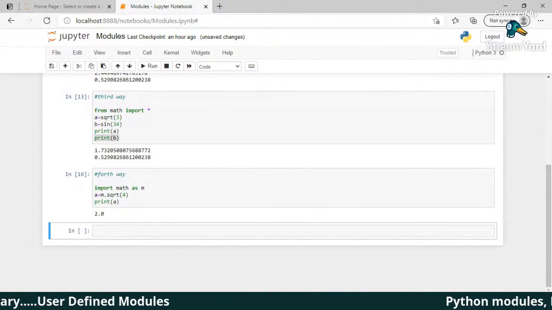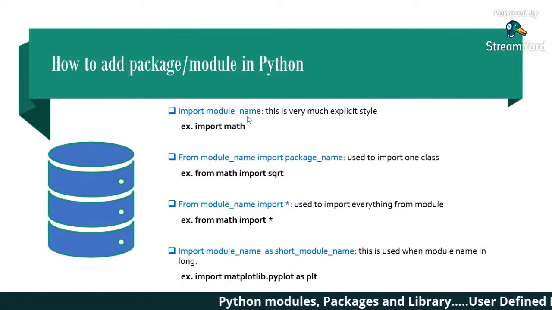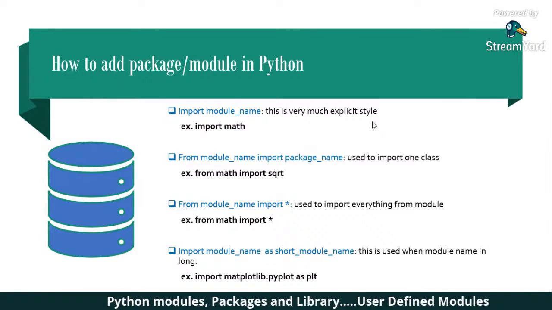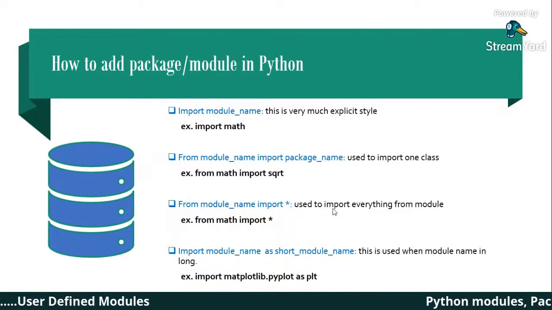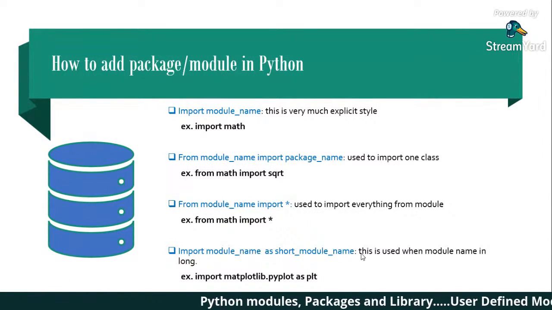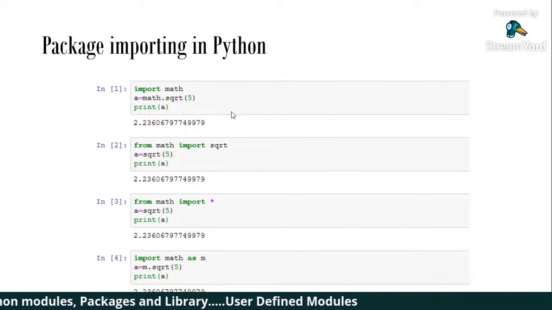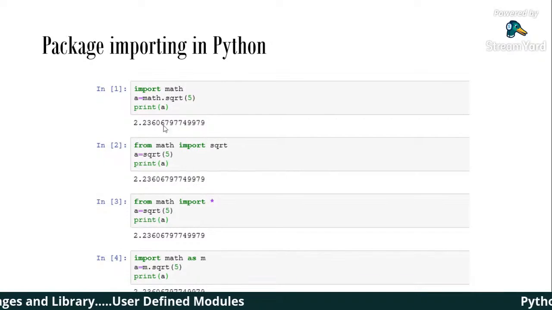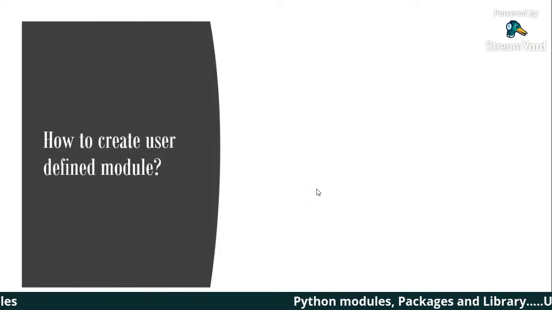Okay, so I think you have understood how we add a package into Python by importing a module name. This is the very explicit style. Then the use of a single method, that is from math import square root. Using star, you can import everything from that module. And last, a short form or alias name you can use for importing. So here is the complete example that I have already explained: first way, second way, third way, and fourth way. Now next is how to create a user defined module.